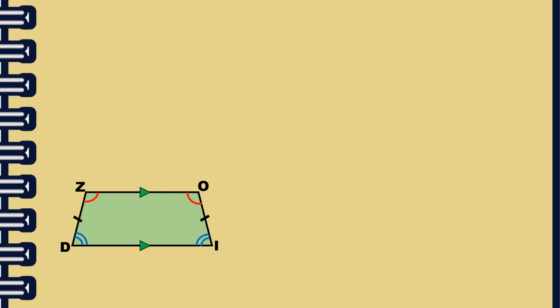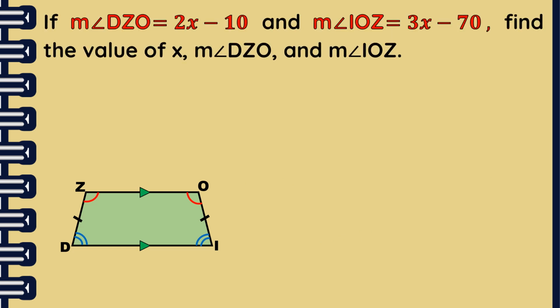Let's have the third example. If the measure of angle DZO is 2x minus 10 and the measure of angle IOZ is 3x minus 70, let's find the value of x and the measures of angles DZO and IOZ. We now solve for the value of x. Based on the given, angle DZO and angle IOZ are 2x minus 10 and 3x minus 70 respectively.